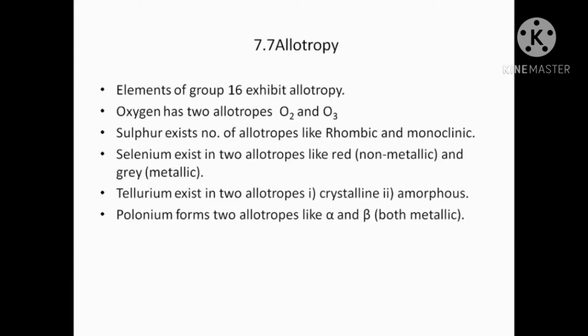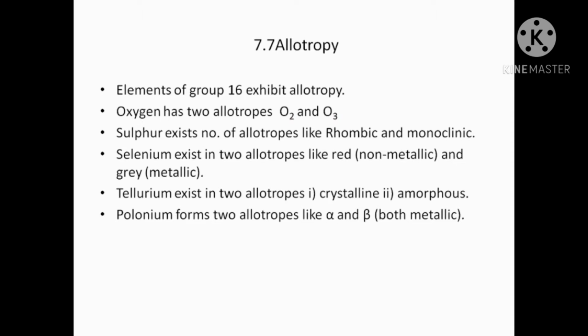And next point, allotropy. The elements of group 16 exhibit allotropy. Oxygen shows two allotropes, O2 and O3. Sulfur also exists in a number of allotropes, like rhombic and monoclinic. These are two allotropes of sulfur.